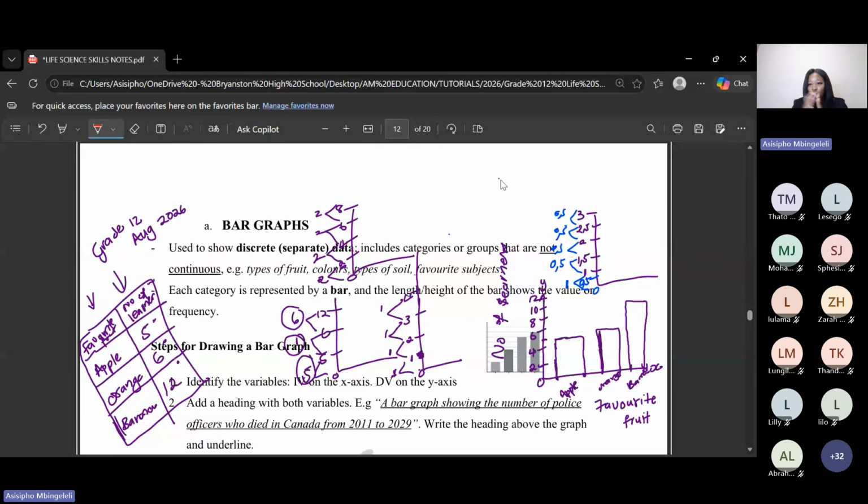Your bar width, the thickness or the size of your bars, they all need to be equal. What I've done is illegal because I'm not using a ruler. So the teacher is going to measure the width of that bar. If I get 2 centimeters for your apple bar, I need to get 2 centimeters for your orange bar. I need to get 2 centimeters for your banana bar. If I don't, you lose a mark.